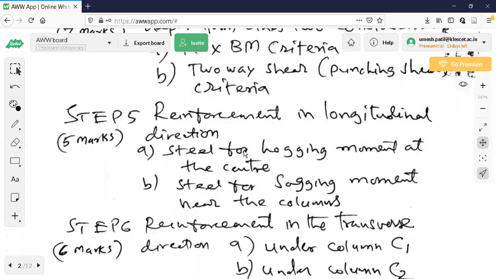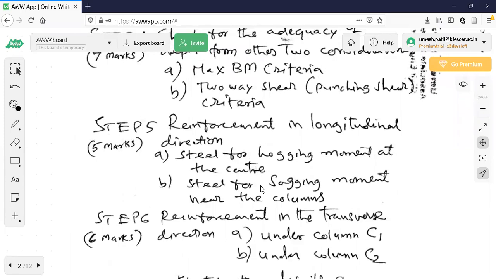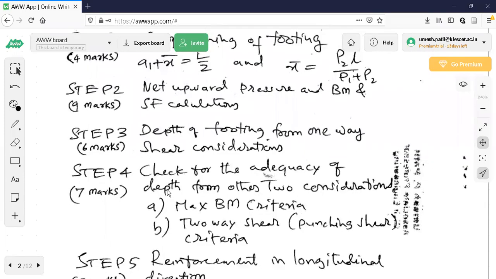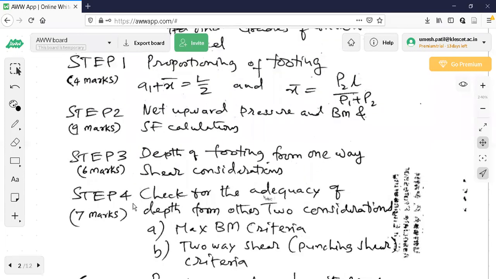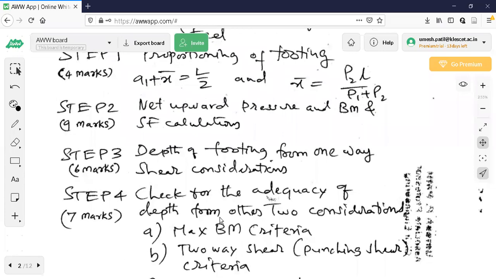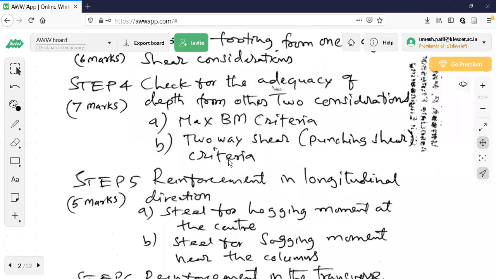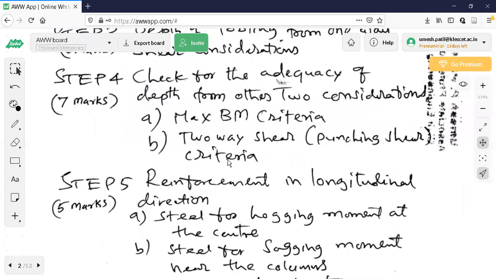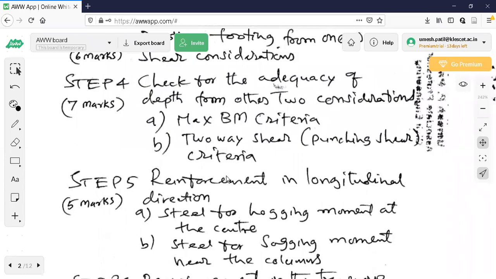This much has been done in the previous classes, the previous 4-5 hours. We have completed 4 steps. 4 means 7 plus 6 is 13, plus 9 is 22, plus 4 is 26. So 26 marks out of 40 is already over.